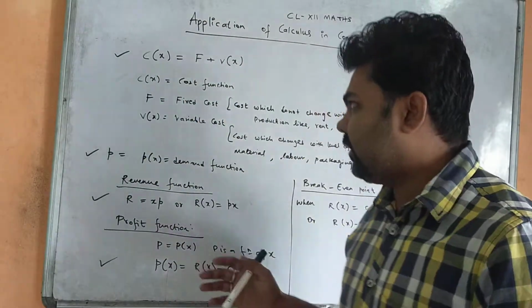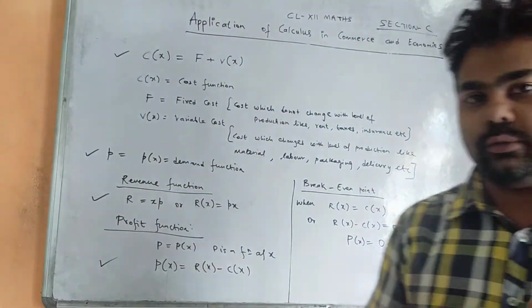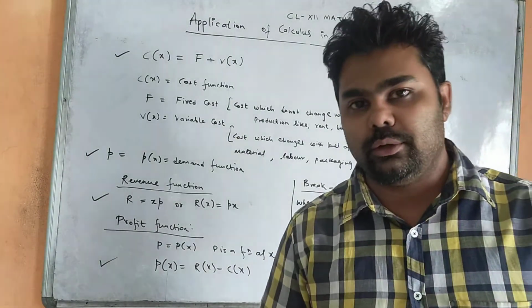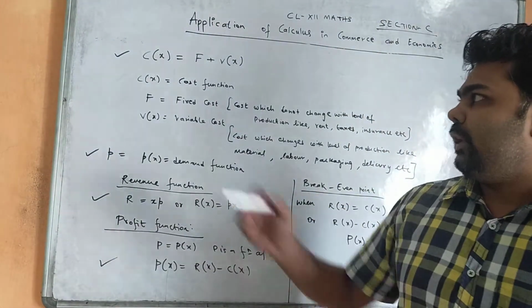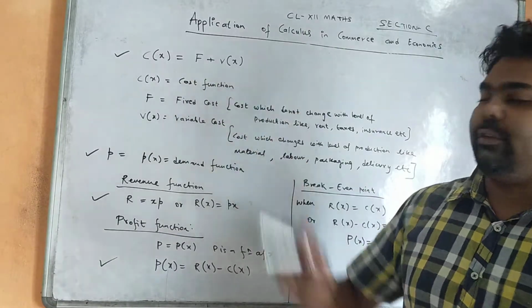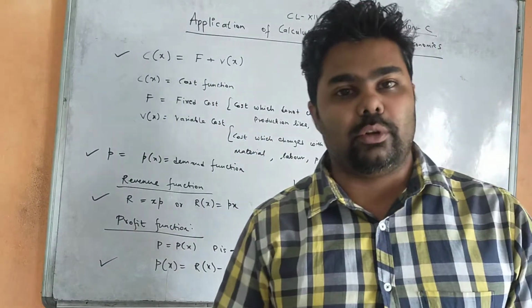So you see, I will be discussing a few formulas which will be used in this chapter and which are very important. Okay. So the first formula is here, C(x) equals F plus V(x). What is C(x)? C(x) is the cost function.